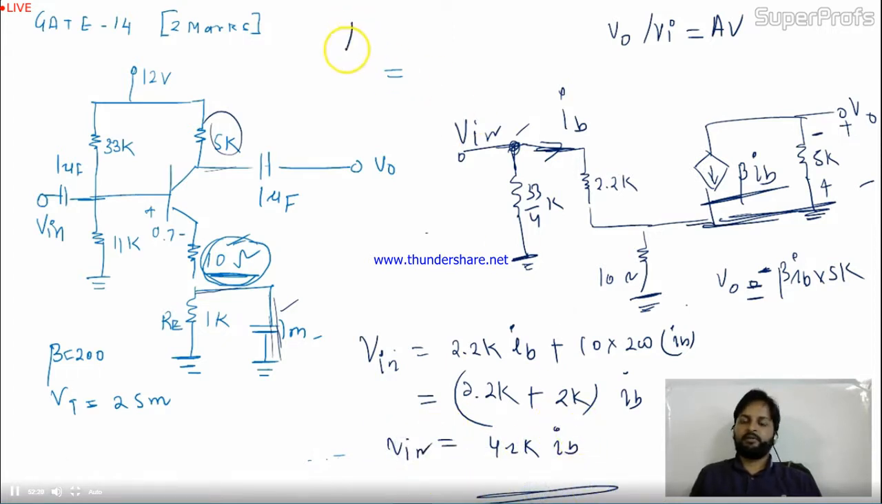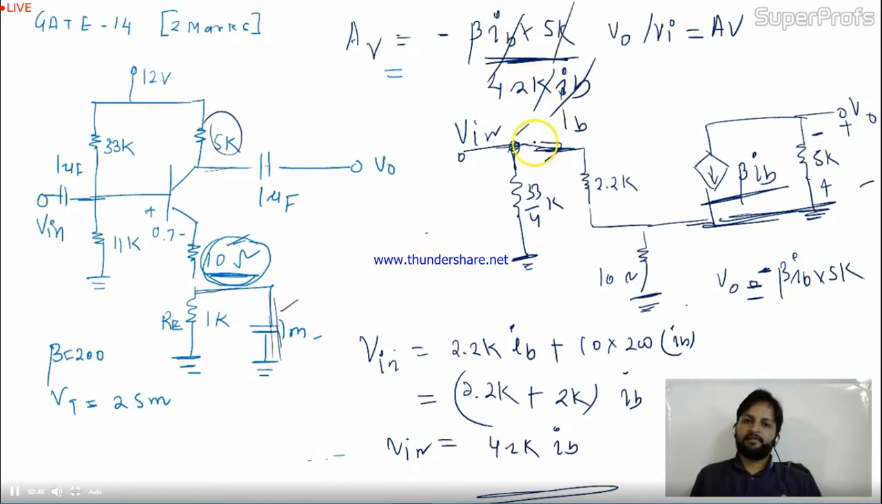Now the voltage gain is minus beta IB into 5K divided by 4.2K of IB. IB will get cancelled, K will get cancelled. So finally AV is minus beta times 5 divided by 4.2. Put the value of beta, and finally you are getting minus 238. This is the voltage gain for this circuit.